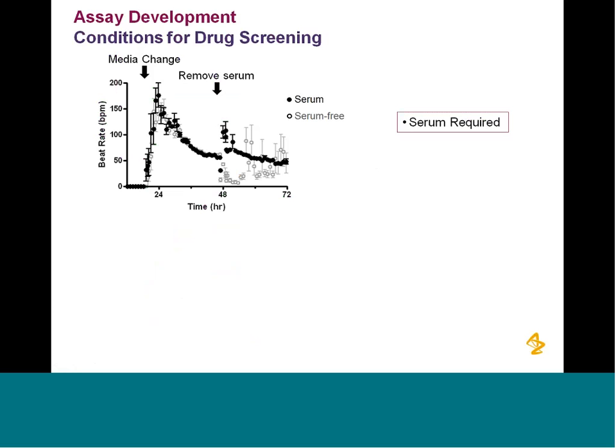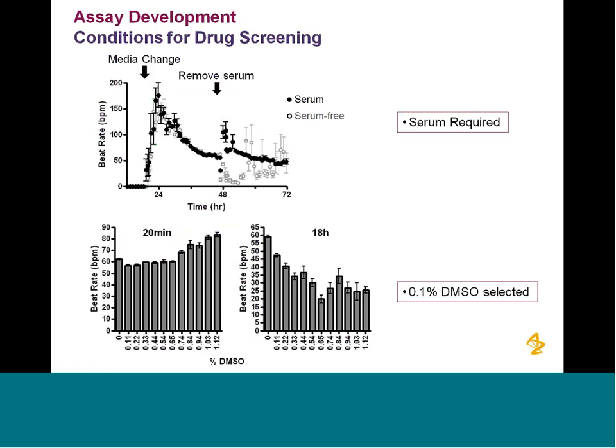Now, another consideration for screening would be DMSO concentration. We routinely have no DMSO in our media until drug is added. And when drug is added, here's an experiment where we look at different concentrations. For a 20-minute read, it's at about 0.7 where we see a response to DMSO. At 18 hours, you see it already a little bit by 0.1%. So we have settled on 0.1%. That's our routine anyway. There's no issue at 20 minutes.